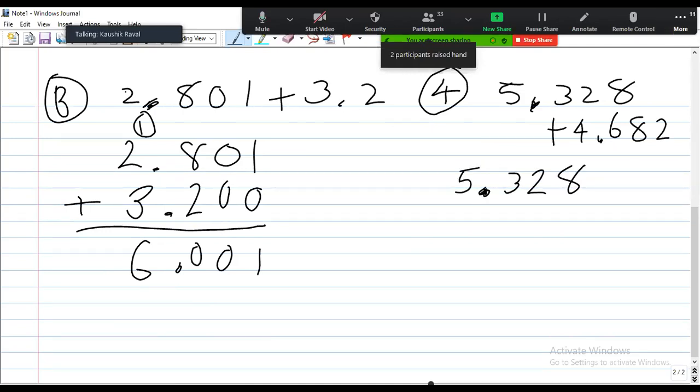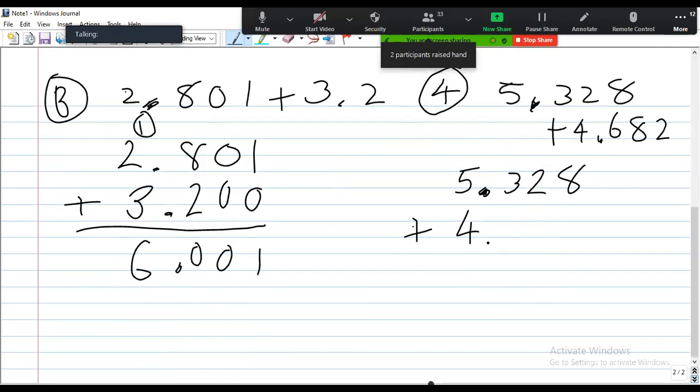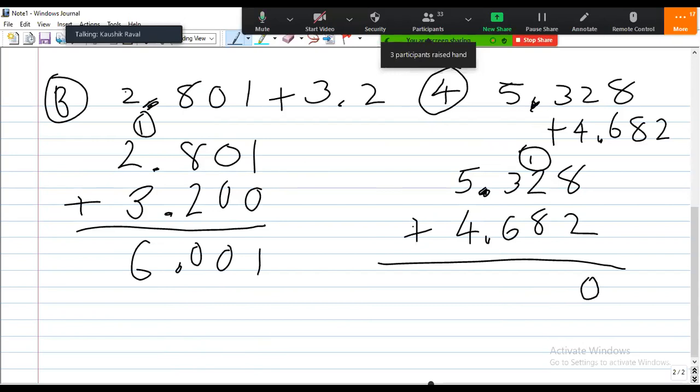5.328 plus 4.682. 8 plus 2 is 0, 1 carried over. 8 plus 2, 10, 10 plus 1 is 11, 1 carried over. 6 plus 3, 9, 9 plus 1 is 0 and 1 carried over. So the answer will be 10.010. Okay, this is the answer.